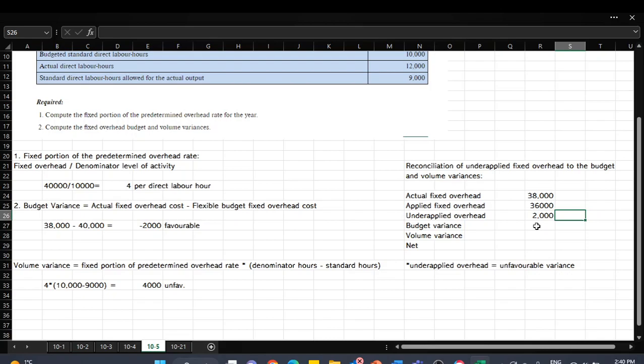Okay. Our budget variance was 2,000 favorable. Our volume variance was 4,000 unfavorable. Okay. The difference between our 4,000 unfavorable and our 2,000 favorable is going to be 2,000 unfavorable. Okay. So again, our underapplied overhead is equal to our unfavorable variance.